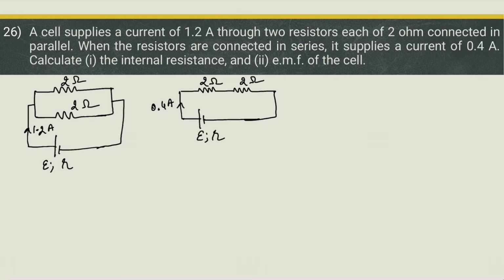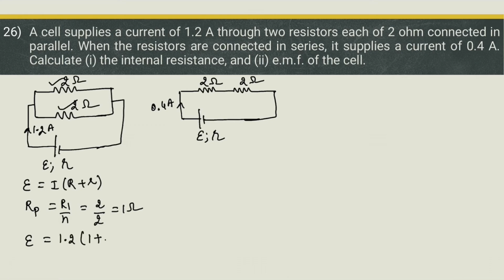Internal resistance and EMF. So from the first circuit diagram, we will be able to frame one equation, and from the second circuit diagram, we will be able to frame another equation. So E is equal to I into R plus small r. But what is R? Equivalent resistance of 2 ohm and 2 ohm. And how are they connected? They are connected in parallel. So to find the equivalent resistance, we can use the formula R1 by N, where R1 is 2, N is also 2 here, so 1 ohm. So EMF formula is E is equal to current is 1.2, capital R is 1 plus small r. This is our equation number 1.